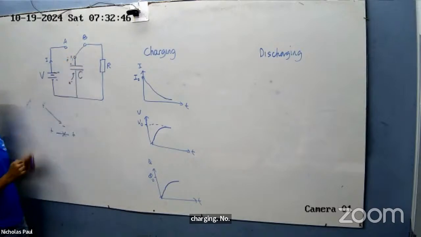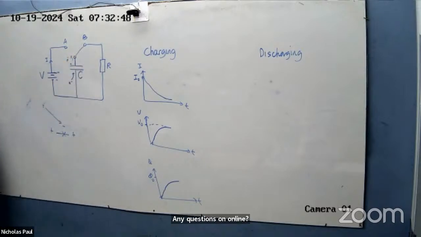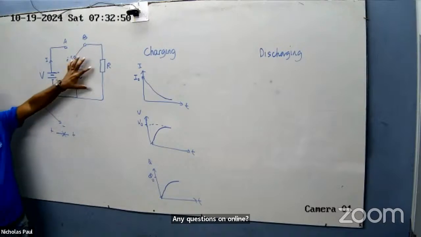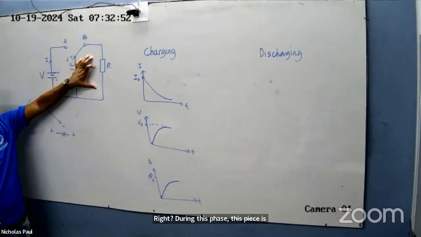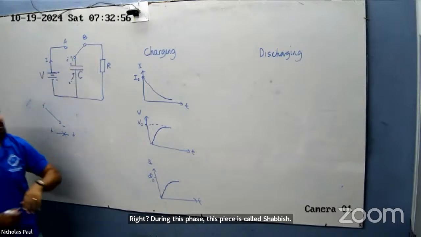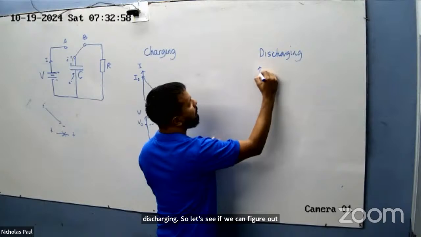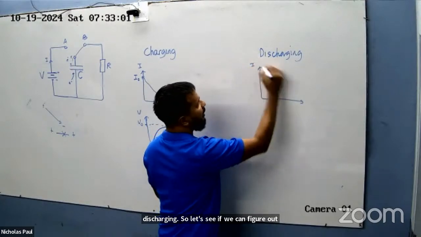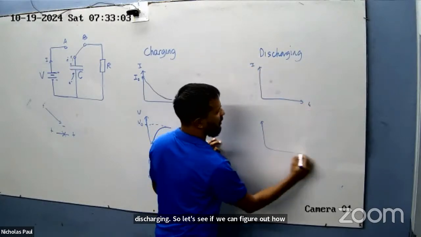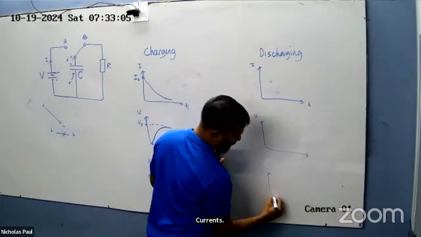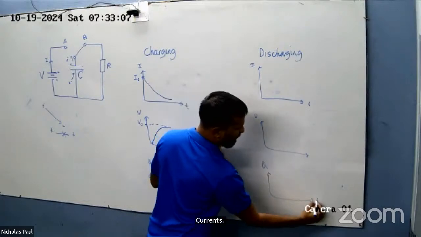Now I'm going to put it to P. During this phase, it is called what? Discharging. So let's see if we can figure out how current, voltage, and charge behave.